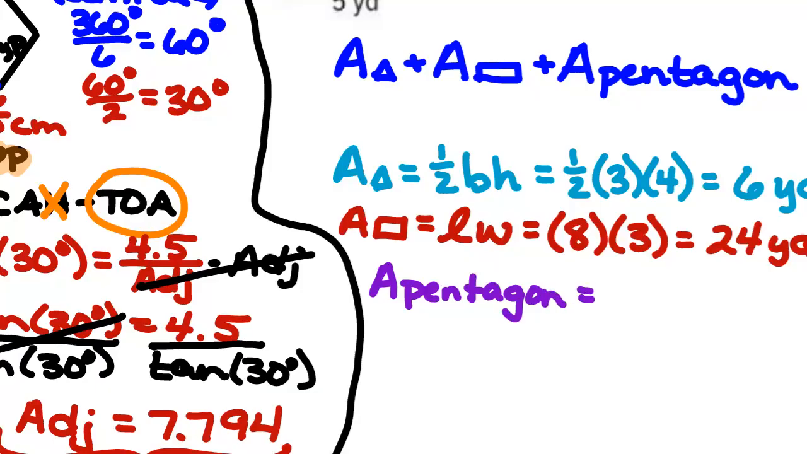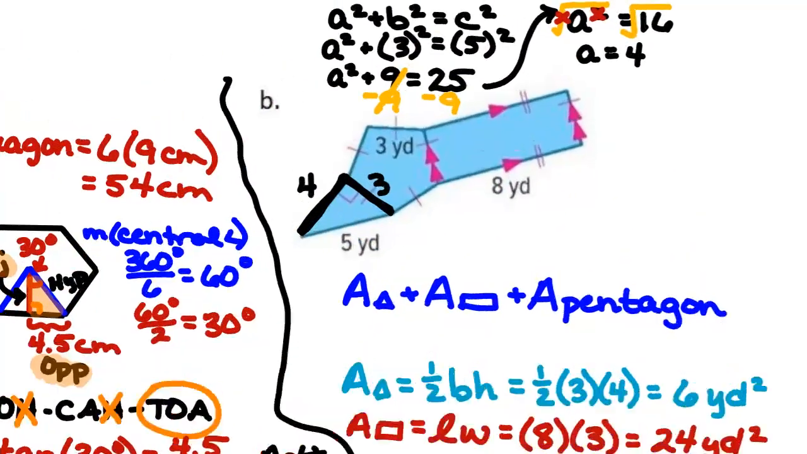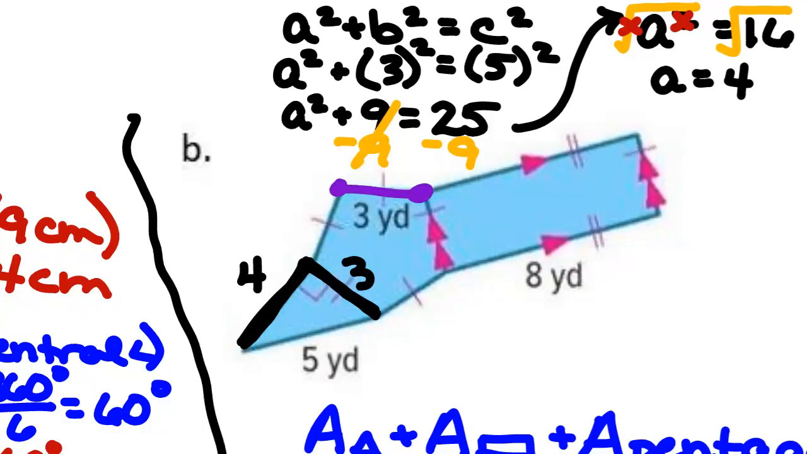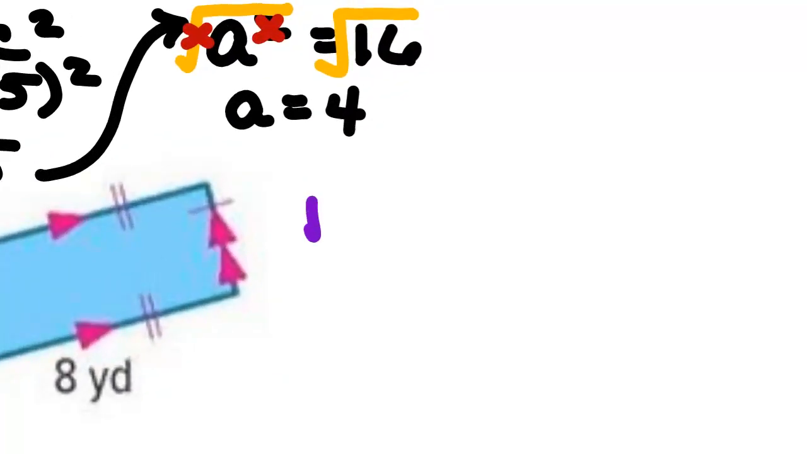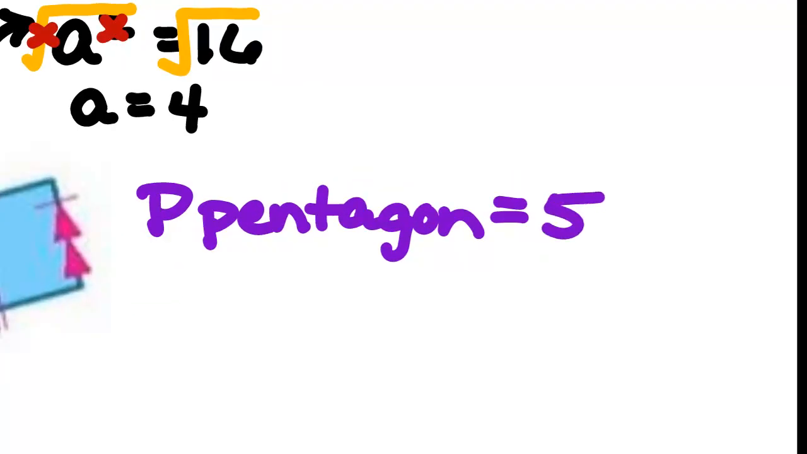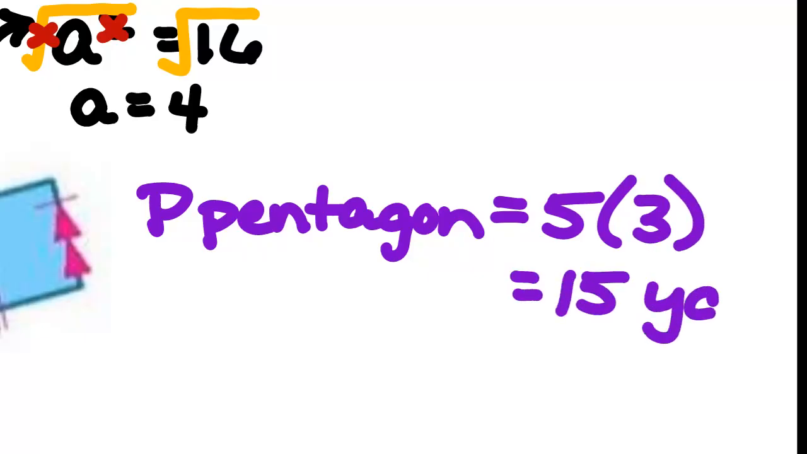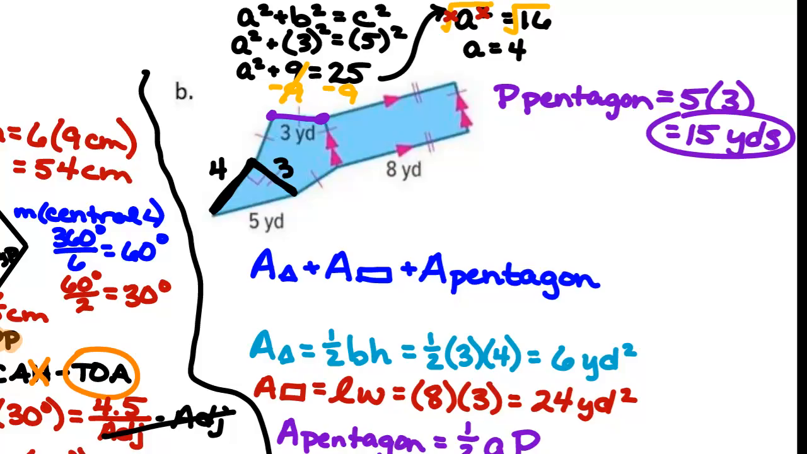A pentagon is another type of regular polygon. So 1/2 apothem times perimeter. How big are each of the sides of this pentagon? 3. So we can do perimeter for the pentagon. Number of sides, 5 times the length of each side, which would be 3. So 15 yards for the perimeter. And then we need the apothem.